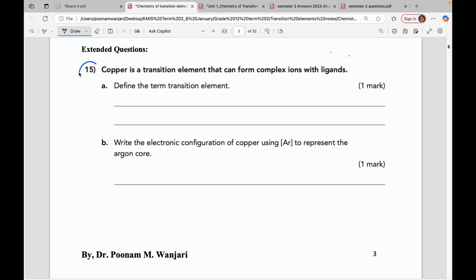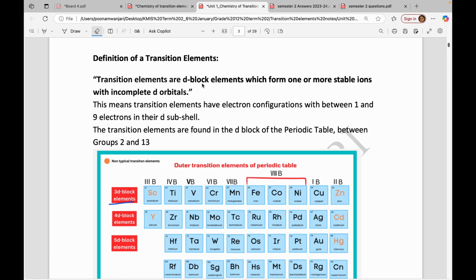Coming to question number 15, students. Copper is a transition element that can form stable ions with ligands. Our first question is, define the term transition element. This is a simple knowledge-based question. You need to write down the definition as it is. An important thing is that you need to mention keywords. Transition elements are d block elements. This is an essential keyword. They form one or more stable ions with incomplete d orbital.